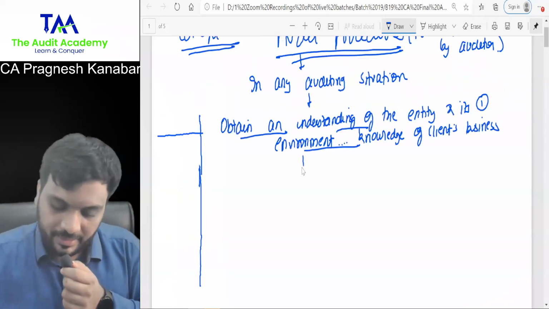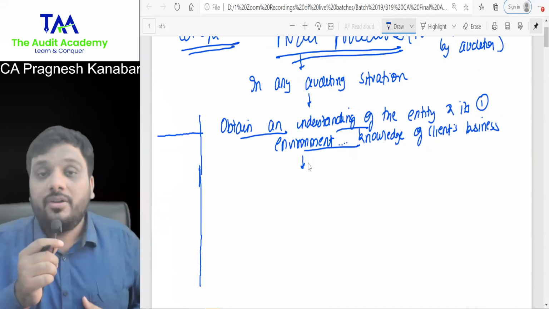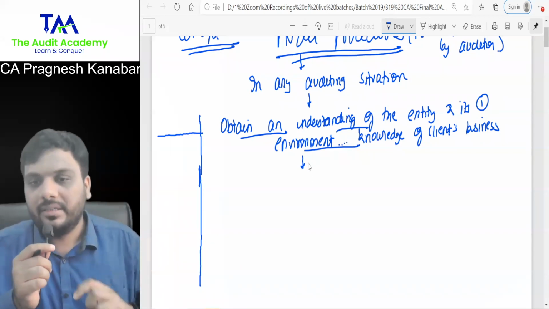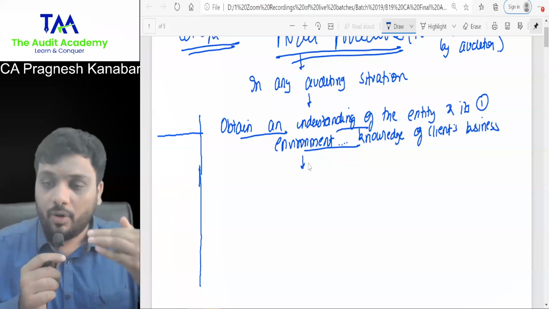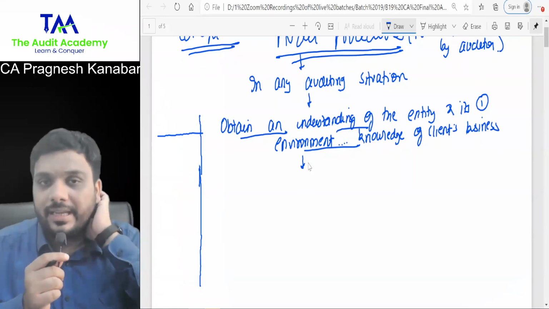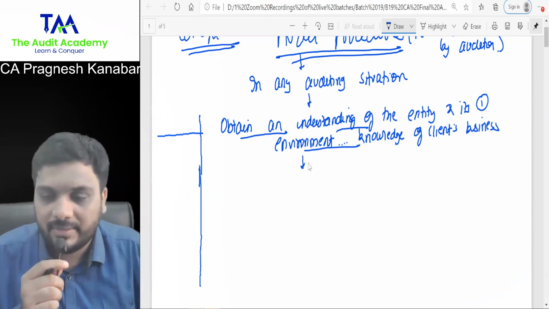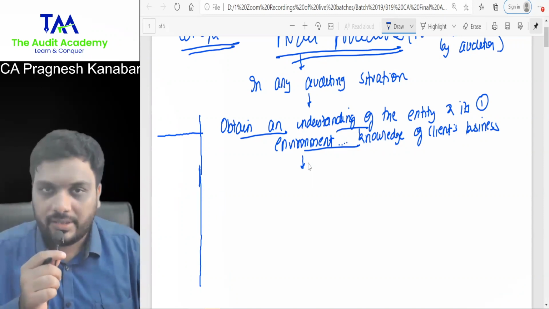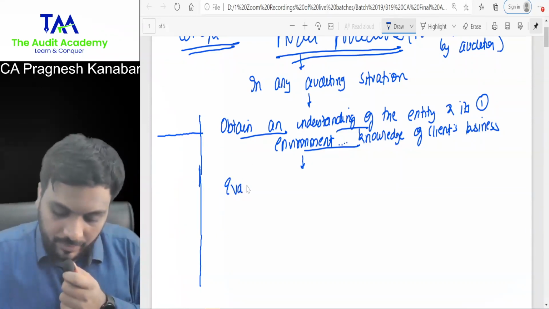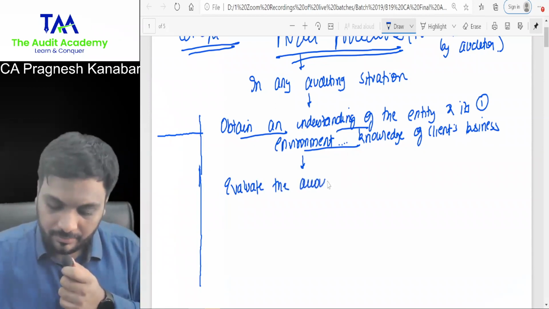Okay. Down arrow. Once you obtain an understanding of the entity and its environment, knowledge of the client's business, Khushi, I'm so happy that you wrote that, this will help us in understanding internal controls. But beta, that is not correct. You were almost near. All right. Because when I'm trying to obtain an understanding of the entity and its environment, I am just trying to understand the kind of transactions, balances, and disclosures that I can expect and what can go wrong in their financials. Now, I am going to evaluate the accounting system.